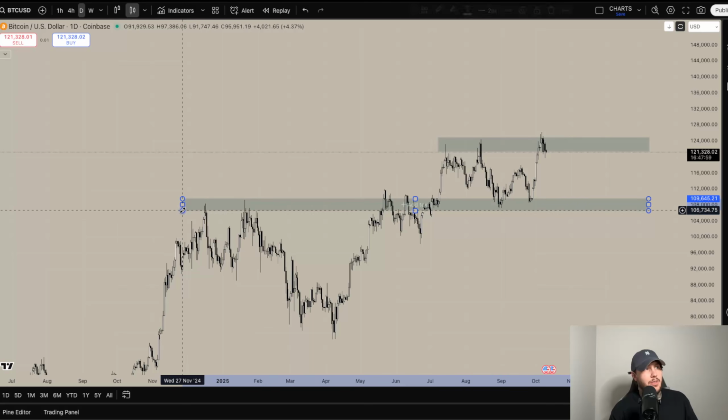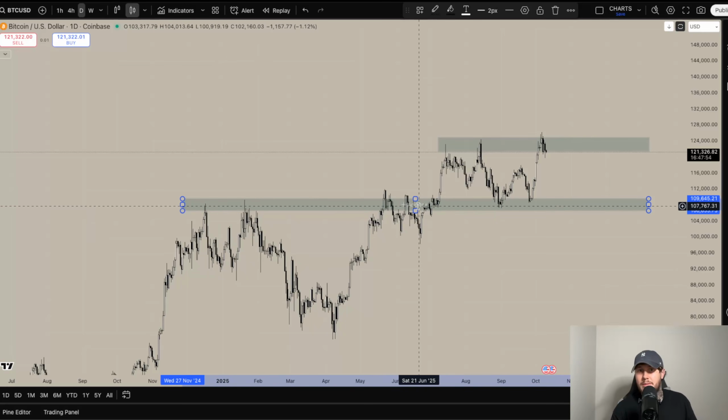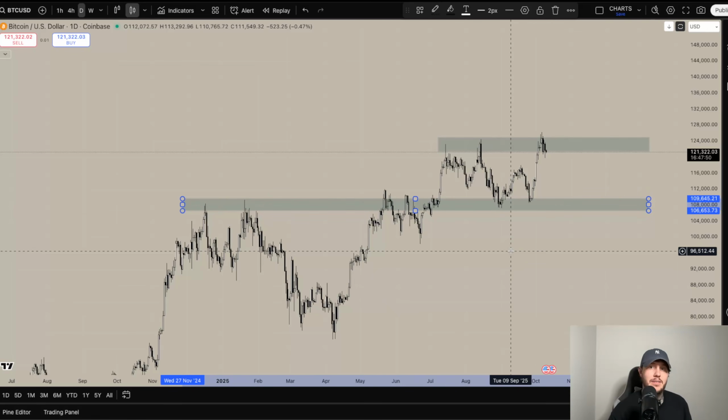And the reason why I use the daily and the weekly is because these levels get respected a lot more. For example, here, this is back in December. How many times has price returned to this level? 1, 2, 3, 4, 5, 6, 7 times. 7 times. And that's why you just need to have a bit of patience.